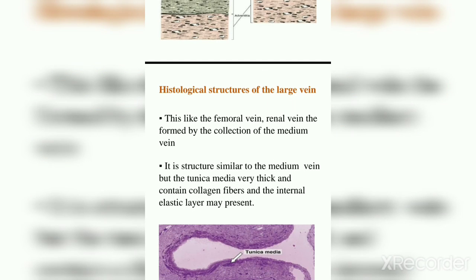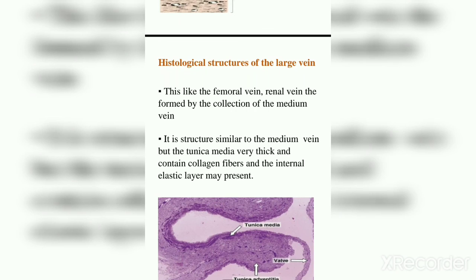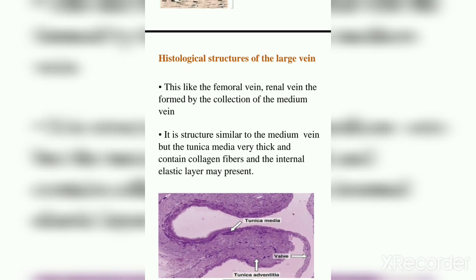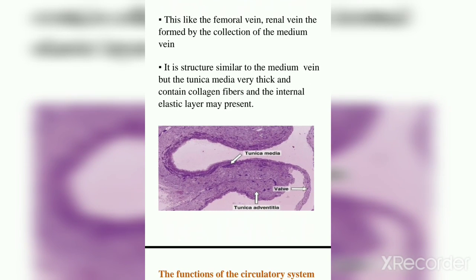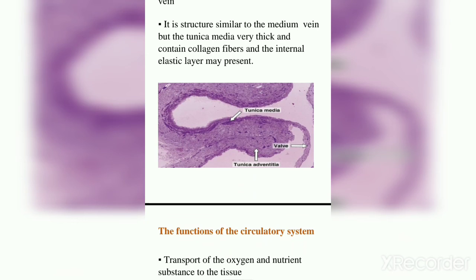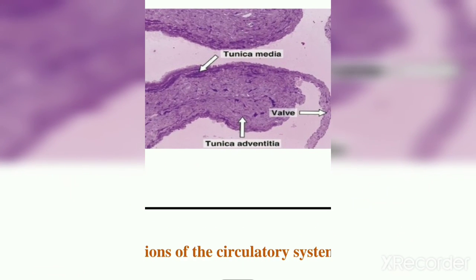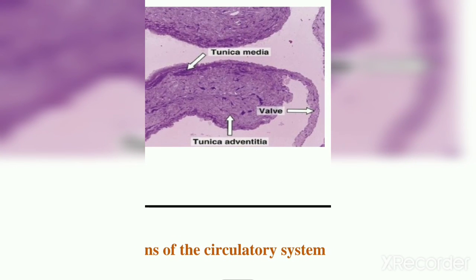Histological feature or structure of the large vein, like the femoral vein and renal vein, formed by the collection of the medium veins. It has a structure similar to the medium vein, but the tunica media is very thick and contains collagen fibers, and the internal elastic layer may be present. We can see here the tunica media, the tunica adventitia, and here the valve.